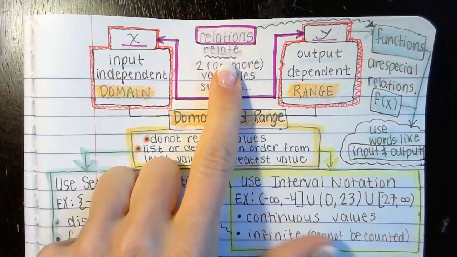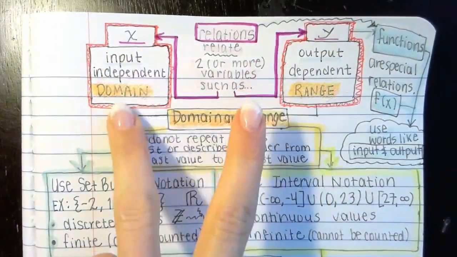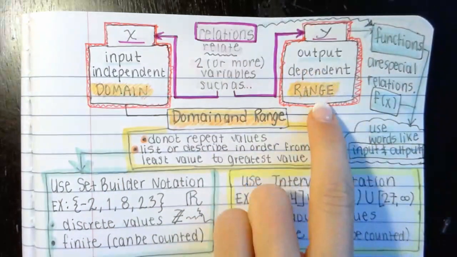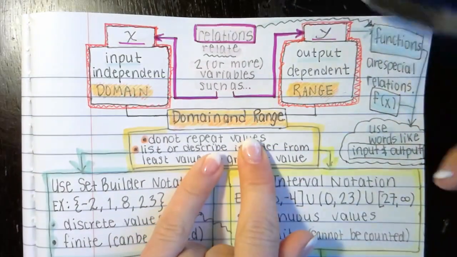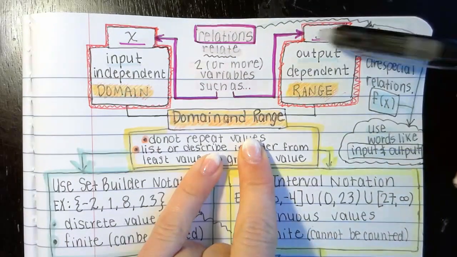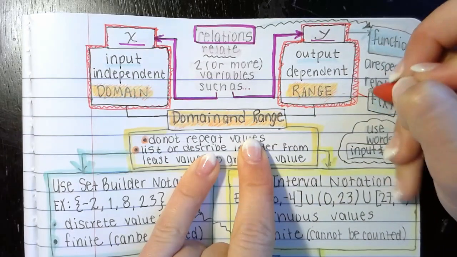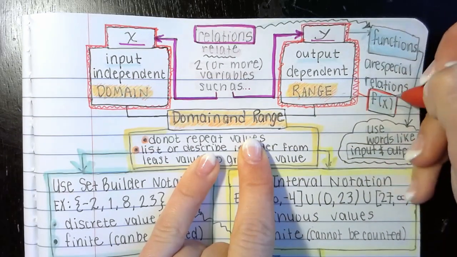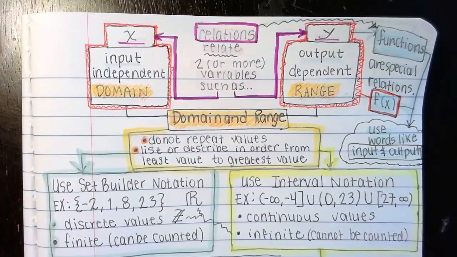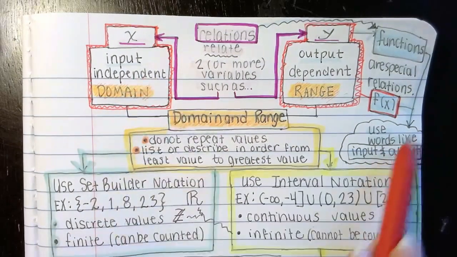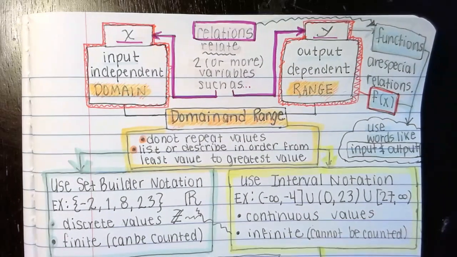So we started with relations, so we could relate two or more variables, such as x and y. X and y, we're really talking about input, independent, domain, output, dependent, range. Domain and range, we could have our own discussion about. Functions are special relations. That's where f of x comes in as that notation right over there. And I may even want to kind of connect it to this red box over here. And f of x's or functions are where we use words like input and output, which I underlined in blue, over here to tie it up to this. Domain and range, don't repeat values. We list or describe in order from least to greatest value.